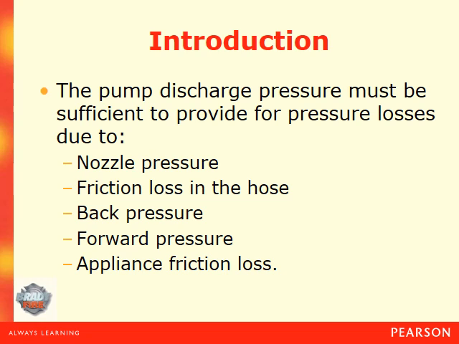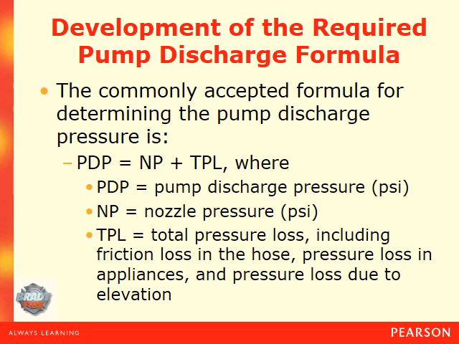The pump discharge pressure must be sufficient to provide for the pressure losses due to nozzle pressure, friction loss in the hose, back pressure, forward pressure, and appliance friction loss. Essentially, you're going to add everything up and come up with one single number that is required in order to get the appropriate pressure and gallons per minute at the end of a hose line. The commonly accepted formula for determining the pump discharge pressure is as follows.